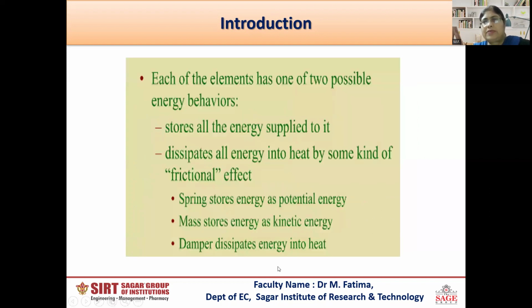Each of the elements has one of two possible energy behaviors. Either it stores all the energy supplied to it or dissipates all energy given to it by some kind of frictional effect. So spring stores energy as potential energy, mass stores energy as kinetic energy, and damper dissipates the energy into heat.